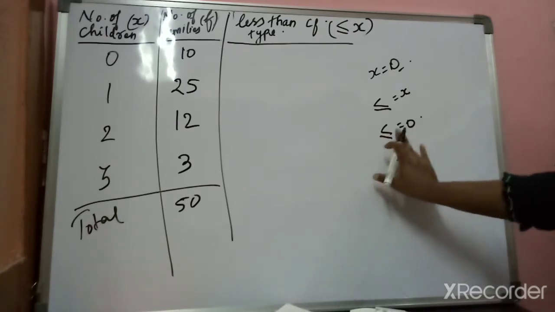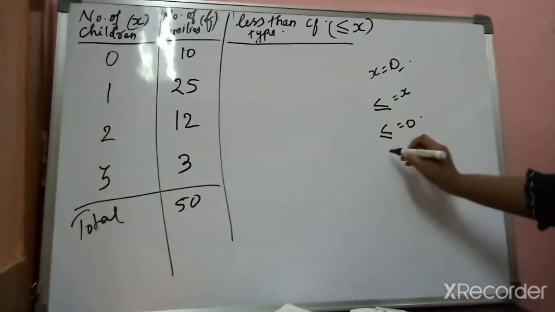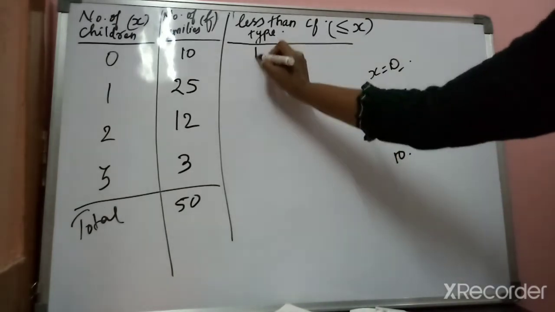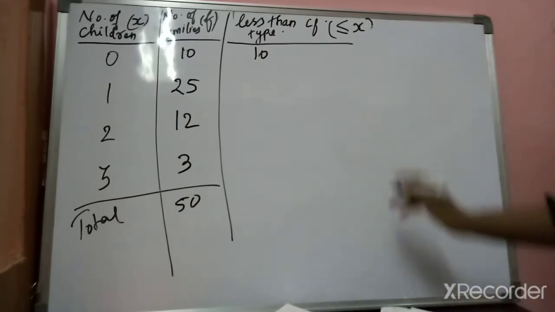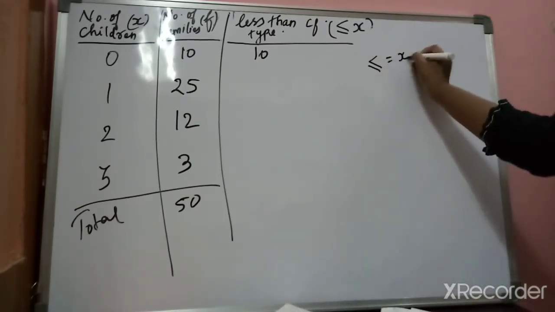So yes, 0 children, that is, no children bearing families, are how many? 10. So your cumulative frequency would be like this, 10. Clear? Now the next one is less than or equal to x.